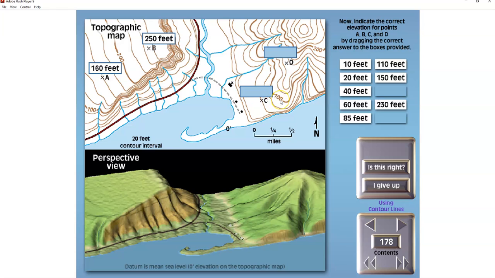C is on a line, but now we're heading downhill because we're going toward the water. So again, this is 100, so we're going to take 20 away each time. So this would be 80, and then minus another 20 would be 60. So C should be 60. Drag that there. Then we're going uphill. So this is 100, this would be 120, this would be 140, and this is 160. So D is between 140 and 160. So we're going to go with 150. And then we're going to check these and make sure Mr. Rocco didn't mess up. And I didn't.